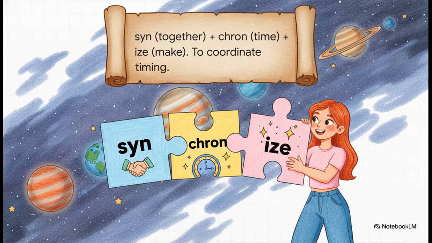Okay, here is where things get really fun. Look at the word synchronize. The root chron is hiding right smack in the middle. We have syn, meaning together, chron, meaning time, and ize, meaning to make. So synchronize quite literally means to make happen at the same time. It's a brilliant illustration of how prefixes, roots, and suffixes just snap together like puzzle pieces.